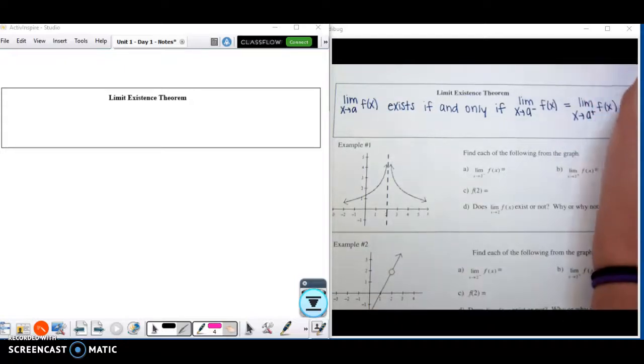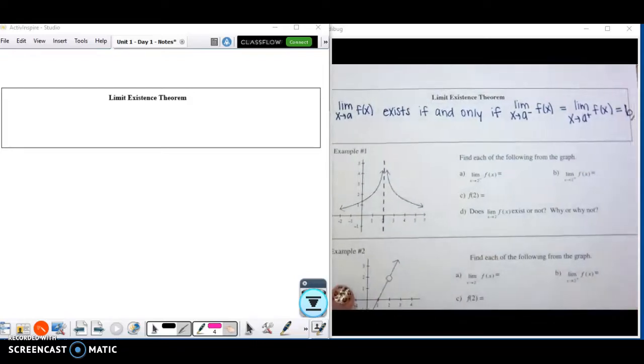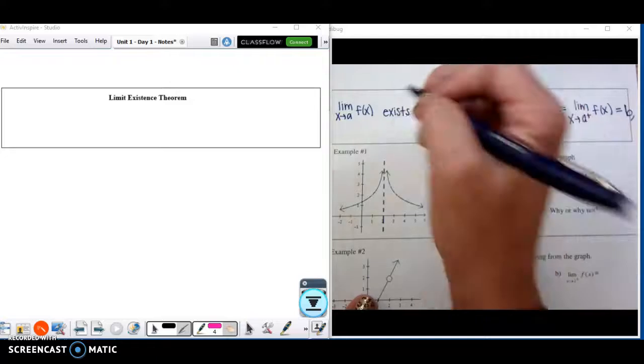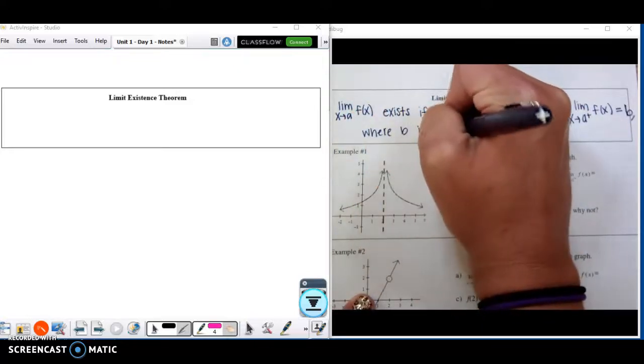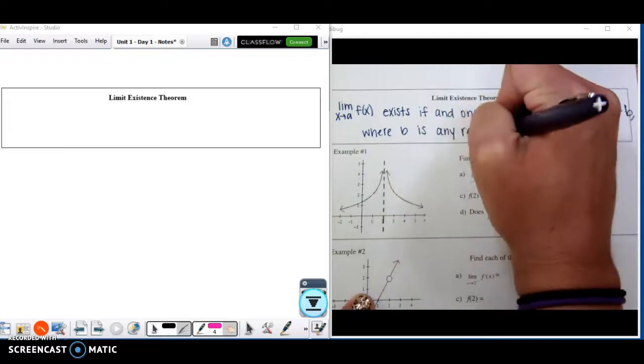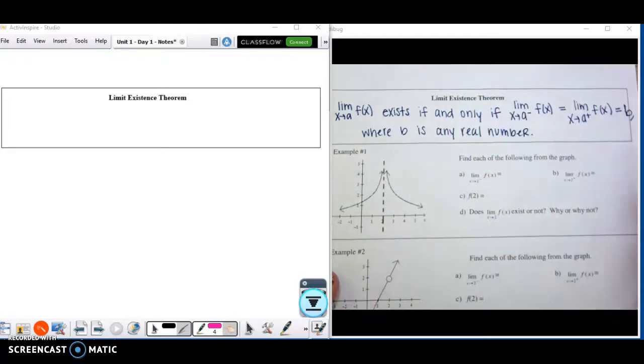And this would have to be equal to some constant b. And this limit existence theorem just states that b is a real number. So it can't be positive infinity or negative infinity, it has to be a real number. So in order for the limit to exist at an x value, the left side of the limit and the right side of the limit have to be the same thing, and they have to be a real number. So they both have to approach 2, and then that could be your limit.